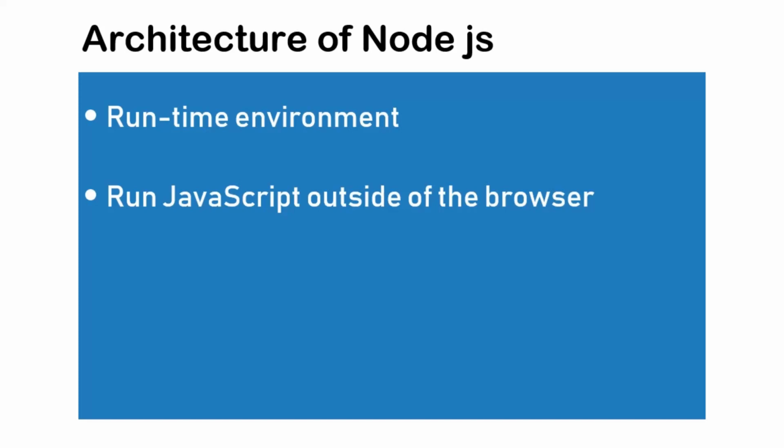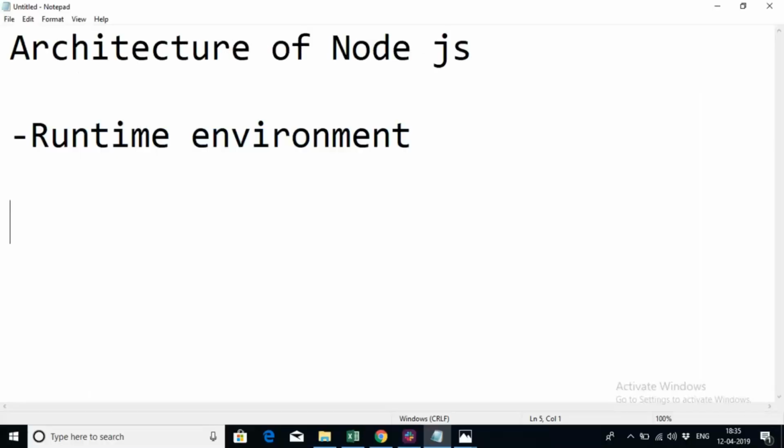Now we are going to see the architecture of Node.js, so how it works. What is called the runtime environment, how JavaScript runs outside of the browser, how it was developed previously, how JavaScript ran before, how it runs now, and what the structure of Node.js is. We will see that in this topic. So let's see the architecture of Node.js. Node.js is nothing but a runtime environment for JavaScript. So what is called the runtime environment?